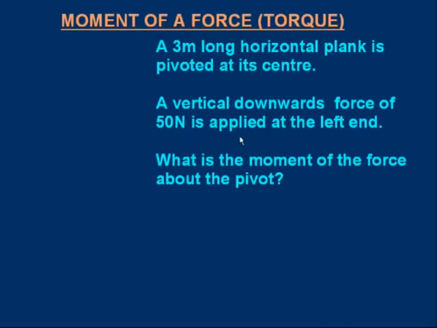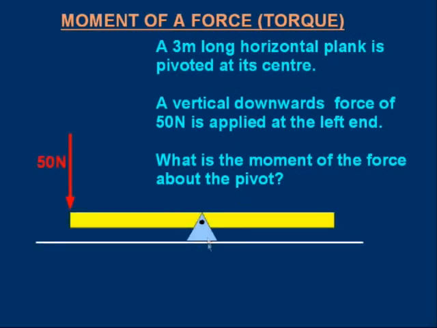Good. Time for an example. A 3-meter long horizontal plank is pivoted at its center. A vertical downward force of 50 Newton is applied at the left end. Now calculate the moment of the force about the pivot. You can try that. Pause your disc a bit and think about it.